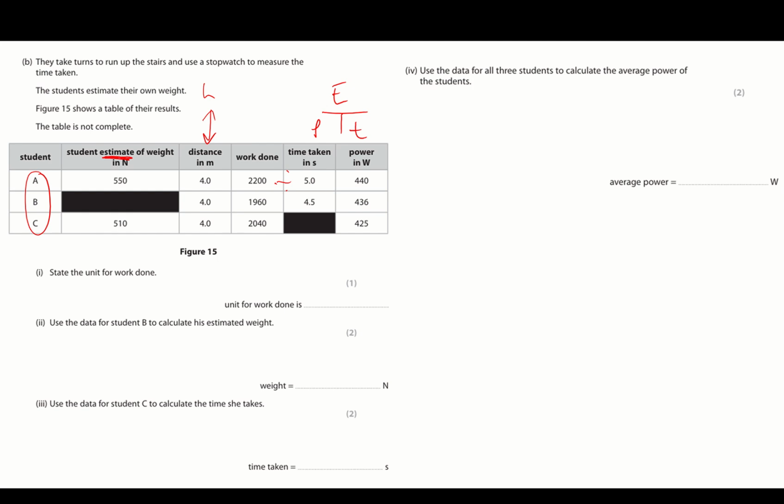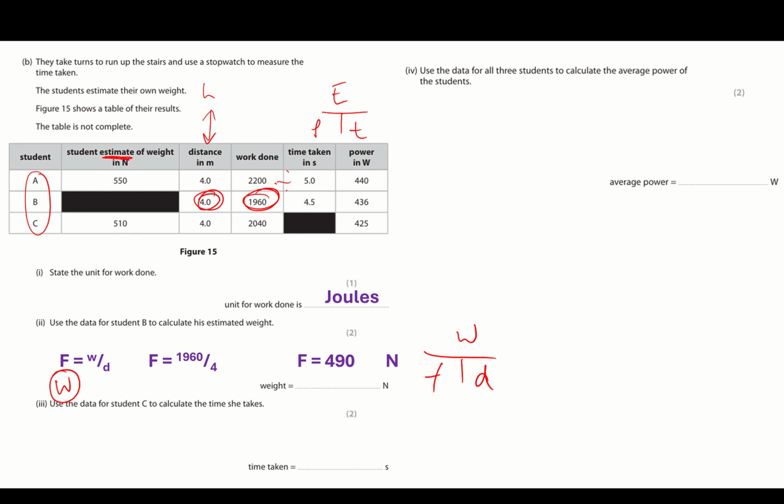So I'm guessing we're going to get a bunch of questions now where we're going to go through that. So state the unit for work done, joules, work and energy, similar things. Use the data for student B to calculate his estimated weight. So you can see, well, force equals W over D. So this is our fat, wobbly dinosaurs. The force is the weight. So we're just going to take the work done, 1960, divided by the distance. Okay, so we're really sort of jamming here with 2 formulas, fat, wobbly dinosaurs and PET. Let's write that a bit neater.